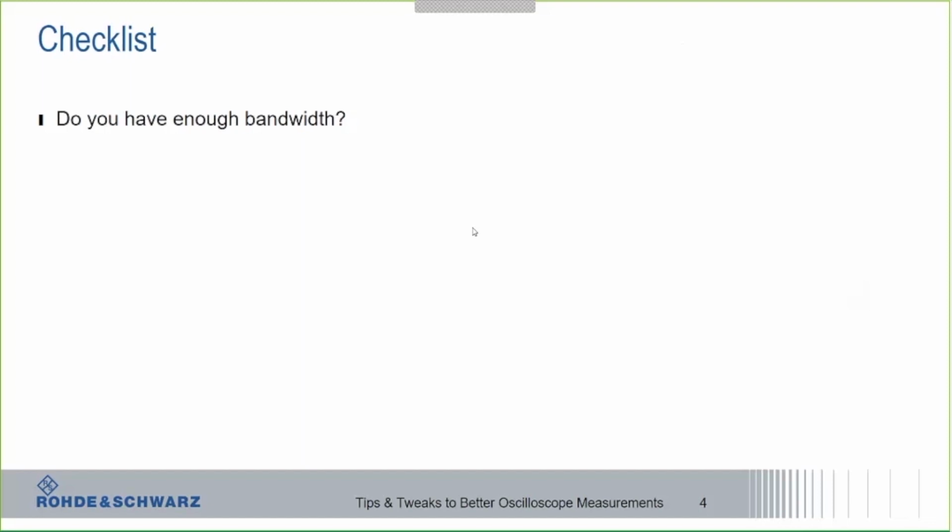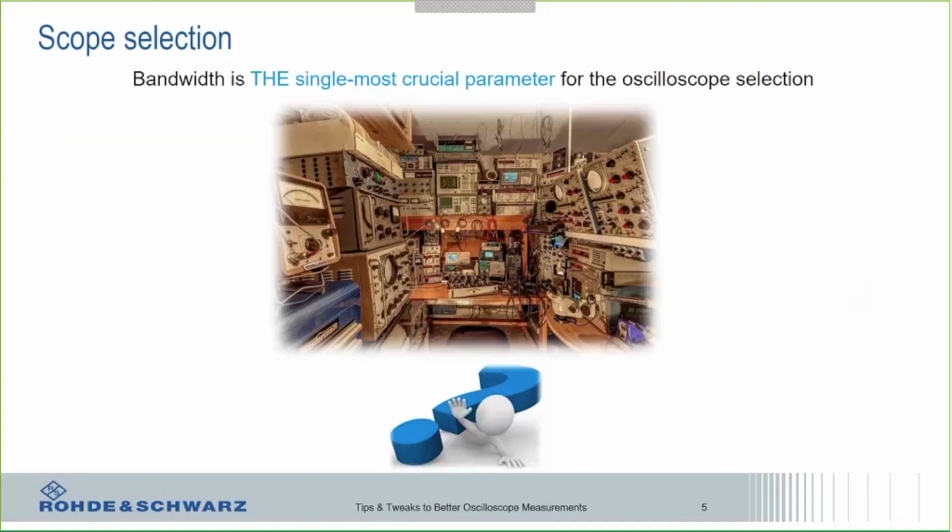First, we're going to start with, as I mentioned on the checklist, do you have enough bandwidth? Bandwidth is the number one parameter for an oscilloscope. Let's say you're going to grab one off the shelf, or you're looking at purchasing a new oscilloscope, this is probably the first thing that you're going to look at: how much bandwidth do I need in my oscilloscope?